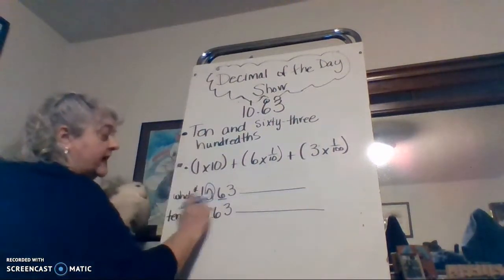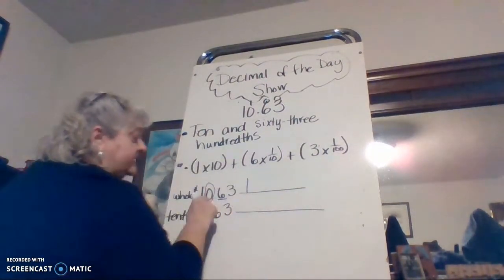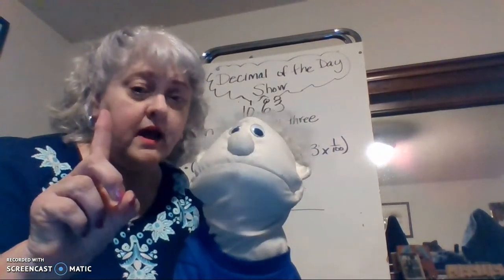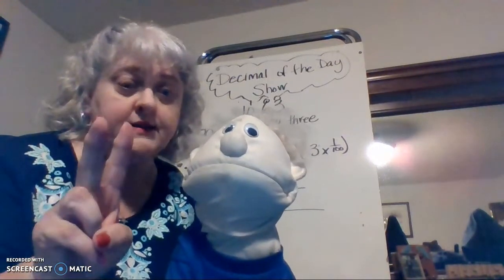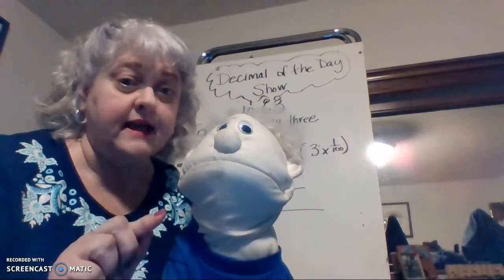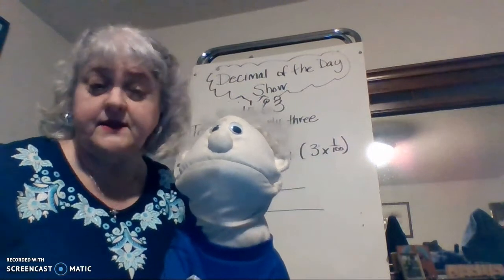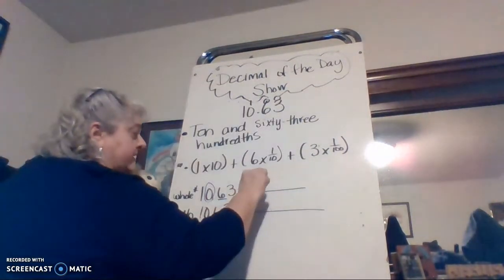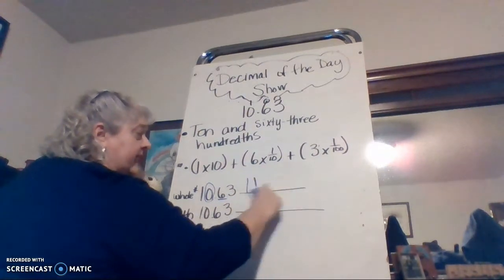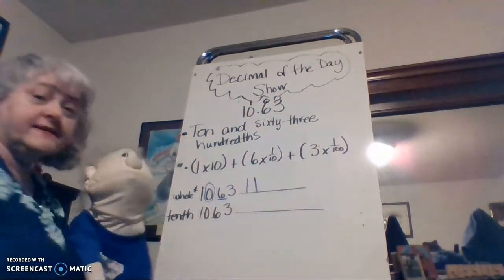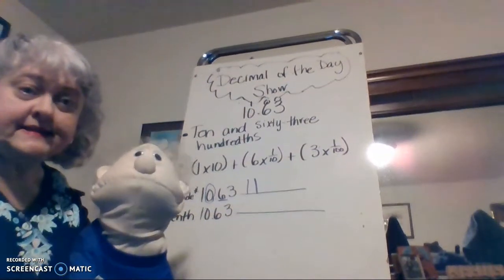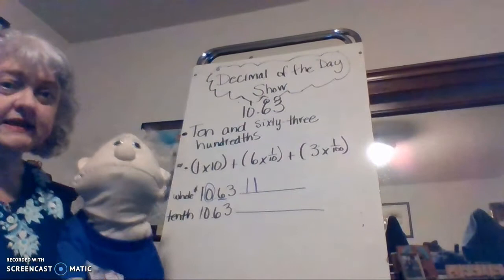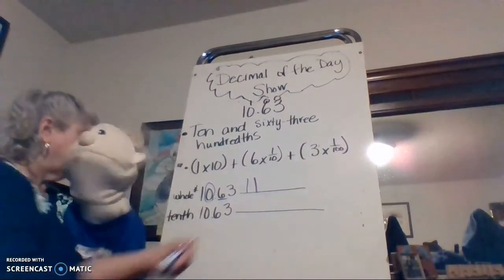So that means that this 0 can only do one of 2 things. It's either going to stay the same or raise up to the next number. Because the neighbor is 5 or more, it's going to raise up, and everything after it will drop off. So what we're really saying is 10 and 63/100ths is closer to 11 than it is to 10. Okay, Joe, take it away.